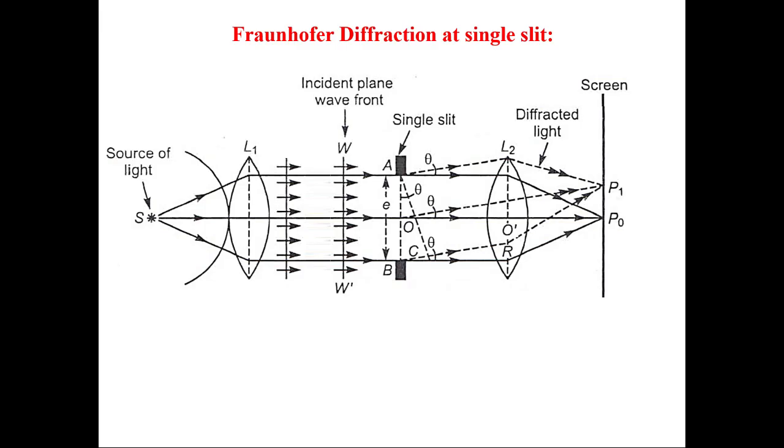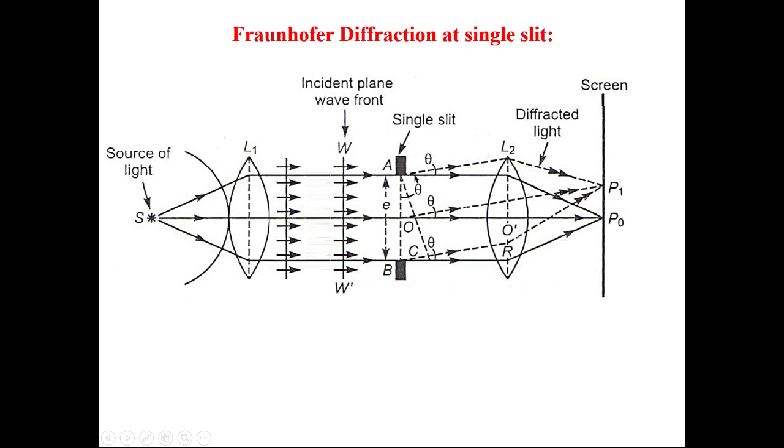Hello. We covered in the previous lecture the introduction of diffraction and two classes of diffraction, namely Fresnel diffraction and Fraunhofer diffraction. In this lecture, our focus will be on Fraunhofer diffraction at a single slit. In this, we have a plane incident wavefront WW dash, a single slit AB of width e, a lens L2 placed adjacent to the slit, and a screen placed at the second focal plane of the lens.